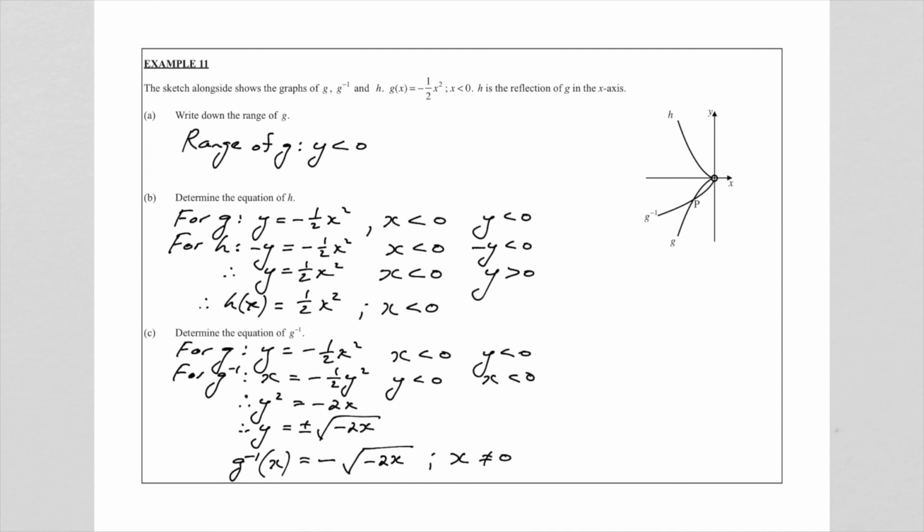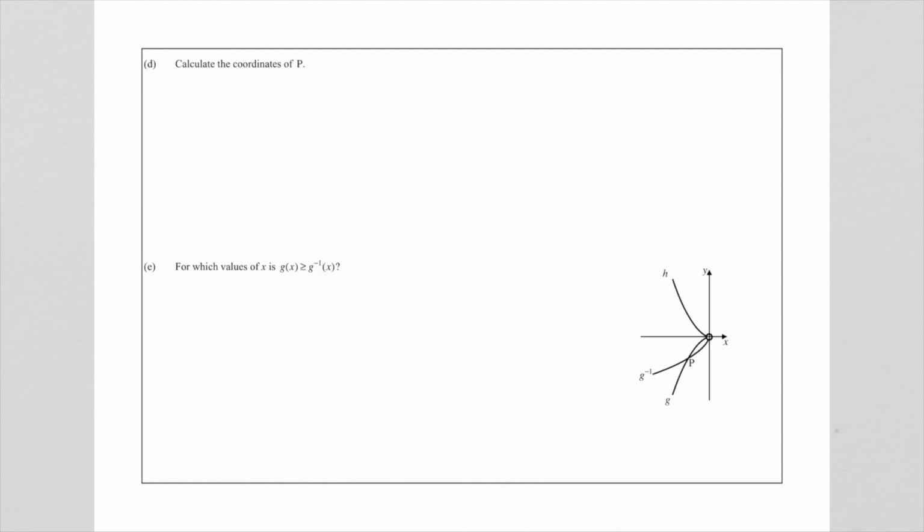So up to here, we have now found the equations of h and the inverse. Let's see what they want us to do in the next question. In this question, they ask us to calculate the coordinates of P. If you look at the drawing, you will see that is where P is. P is the point of intersection between g and the inverse. They also intersect at 0, but remember 0 was not part of this function. So we want that point of intersection.